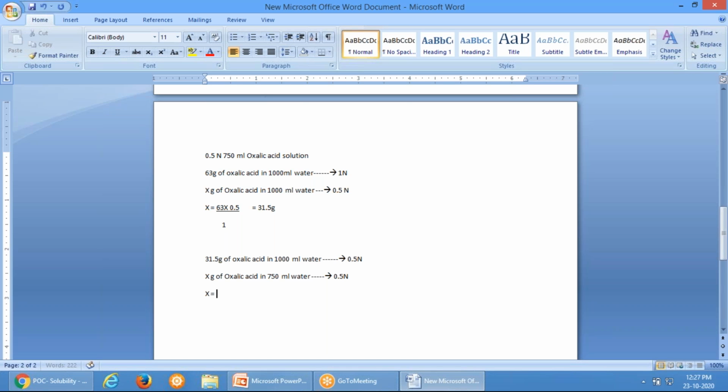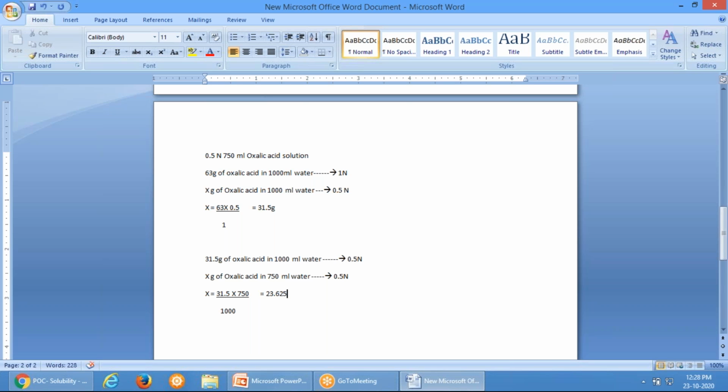So X is equal to 31.5 into 750 divided by 1000. So how much do you get? 23.625 grams.